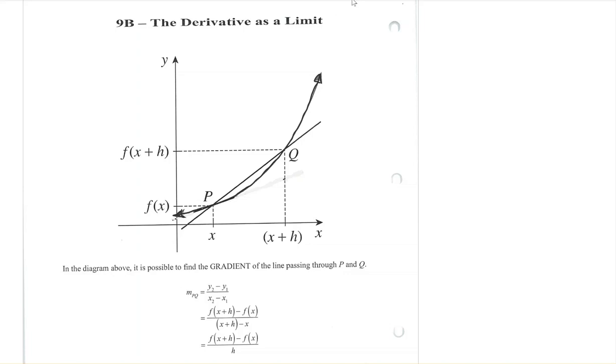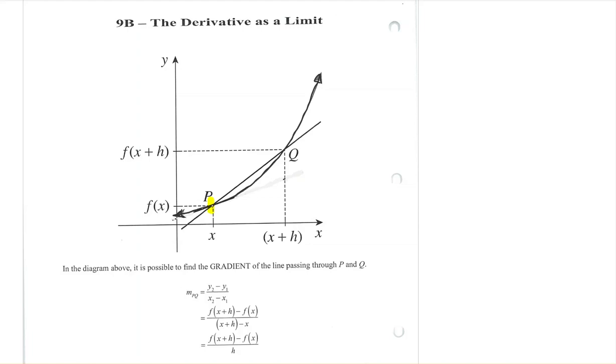Okay, so this diagram is where we begin. This is how we explain where the formula comes from. We have a curve there. And if I want to find the gradient at a point on that curve, I'm going to choose this point here, P. That's the point on my curve. I want to know the gradient.